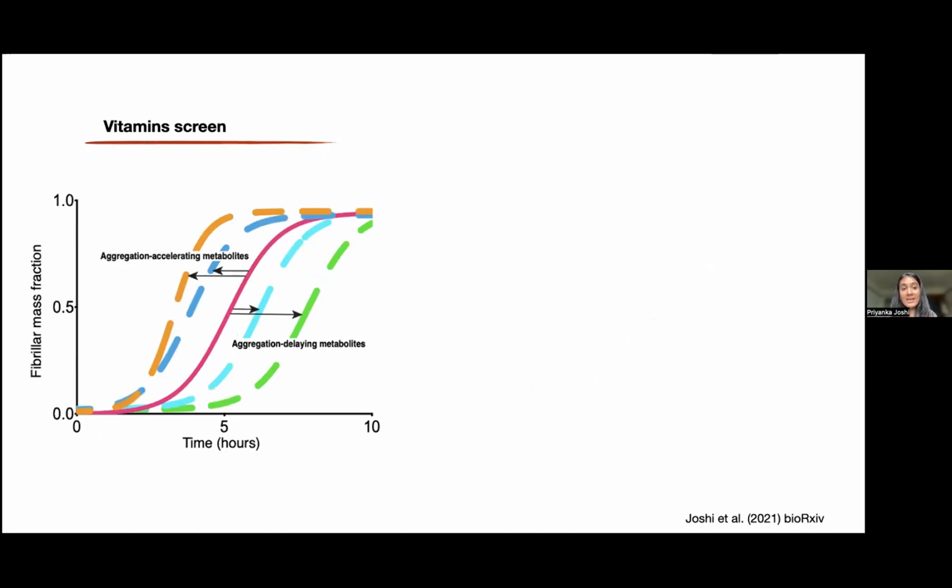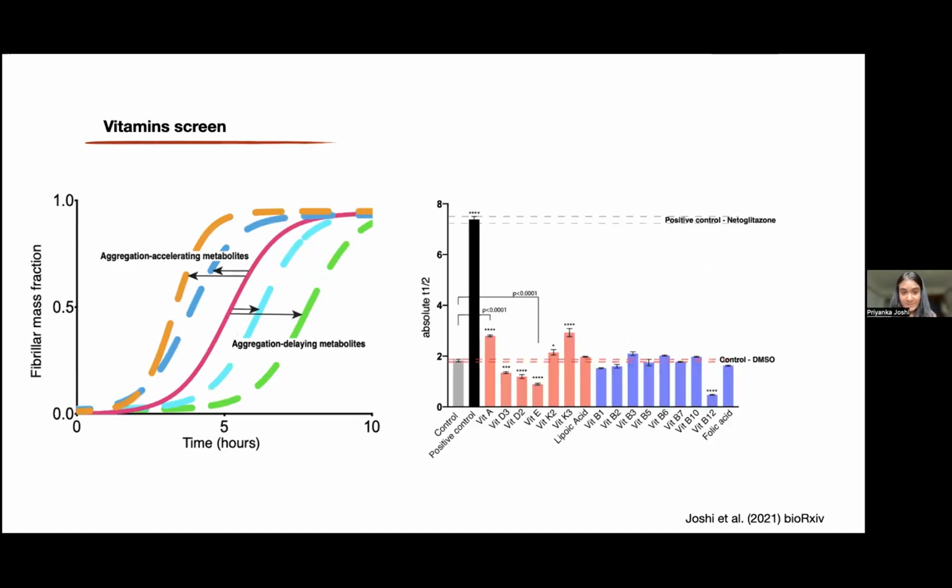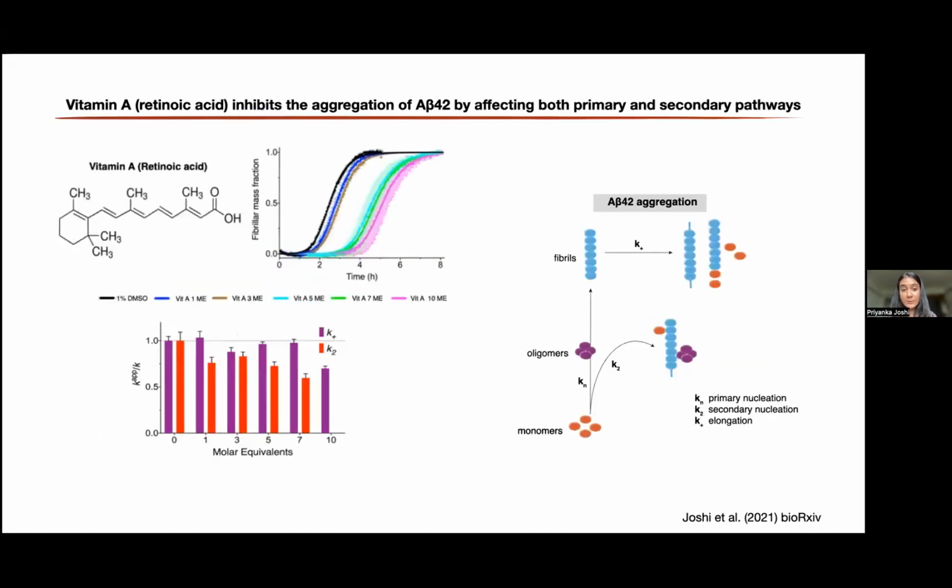So in a vitamin screen, I identified vitamins that delay aggregation or accelerate aggregation. And in these, I identified vitamin A that inhibits aggregation and vitamin E that accelerates aggregation. Using these microscopic steps and fitting these equations, I was able to identify that vitamin A inhibits the aggregation by affecting both primary and secondary nucleation. So far, people have studied vitamins in this context, but nobody has looked at how the microscopic steps are affected. And that is very, very crucial for understanding the mechanisms of how macromolecules are affecting protein aggregation.